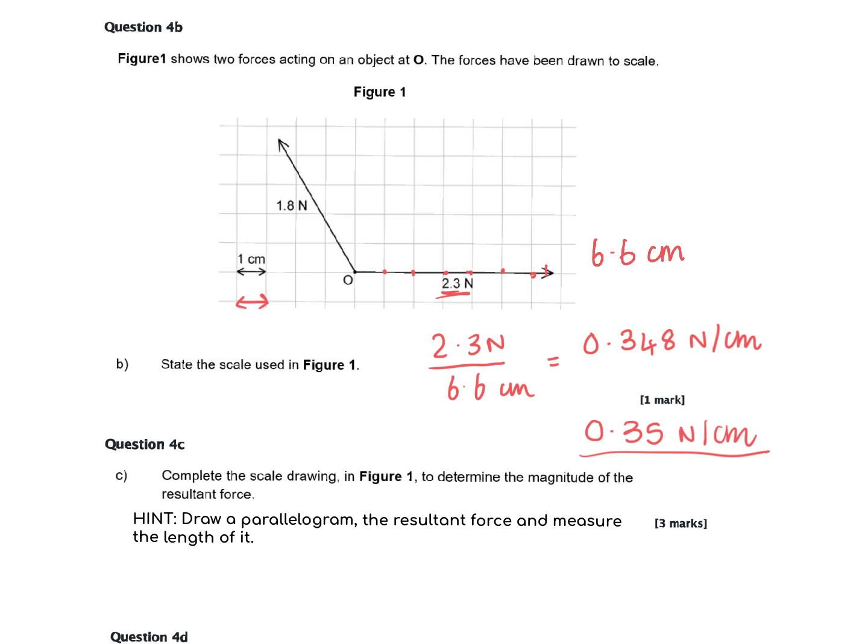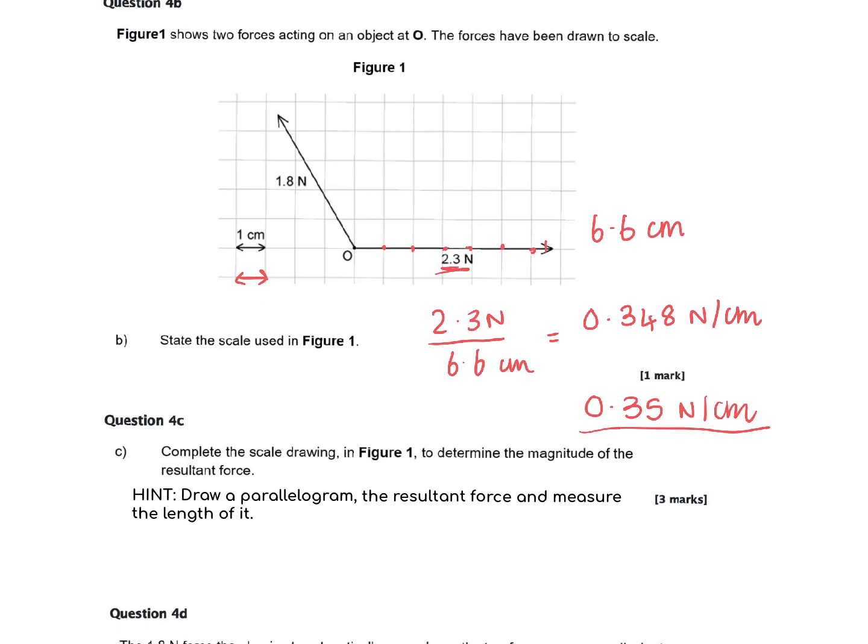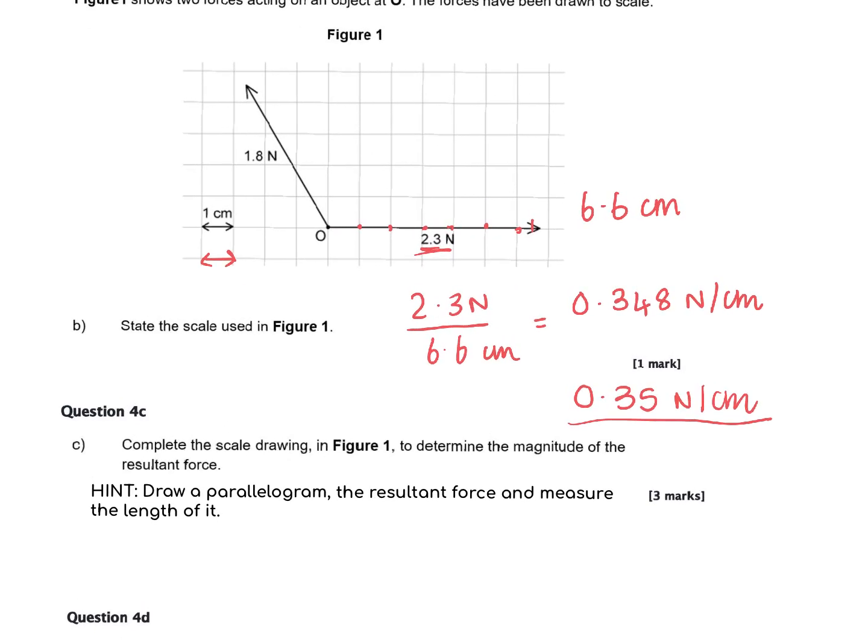4C, complete the scale drawing to determine the magnitude of the resultant force. I've given you a hint here because I don't usually draw these to scale. I usually just use maths to get the answer, but you should be aware of roughly how we're going to make this into our triangle. So we need to draw a parallelogram, and to do that we're just going to copy this line here and pop it on the end of here.